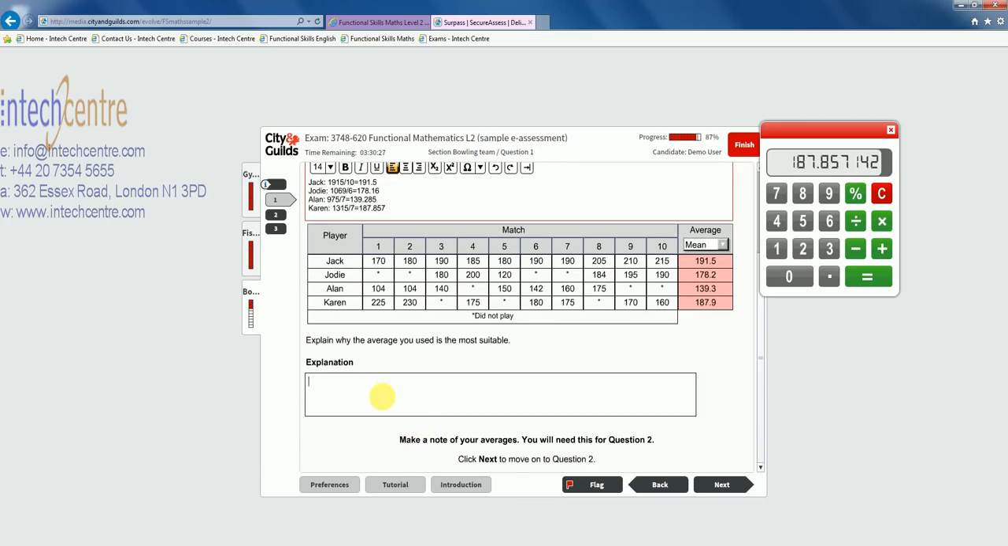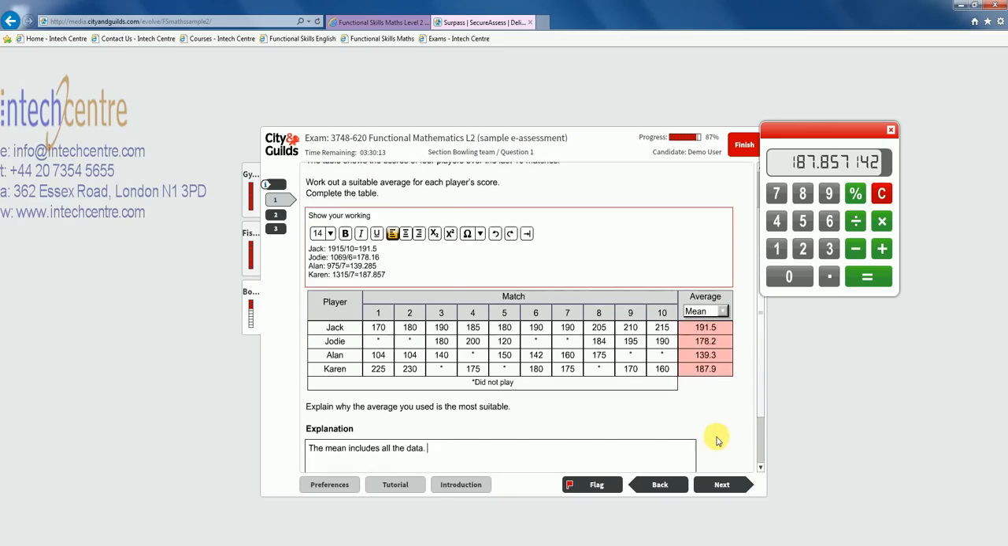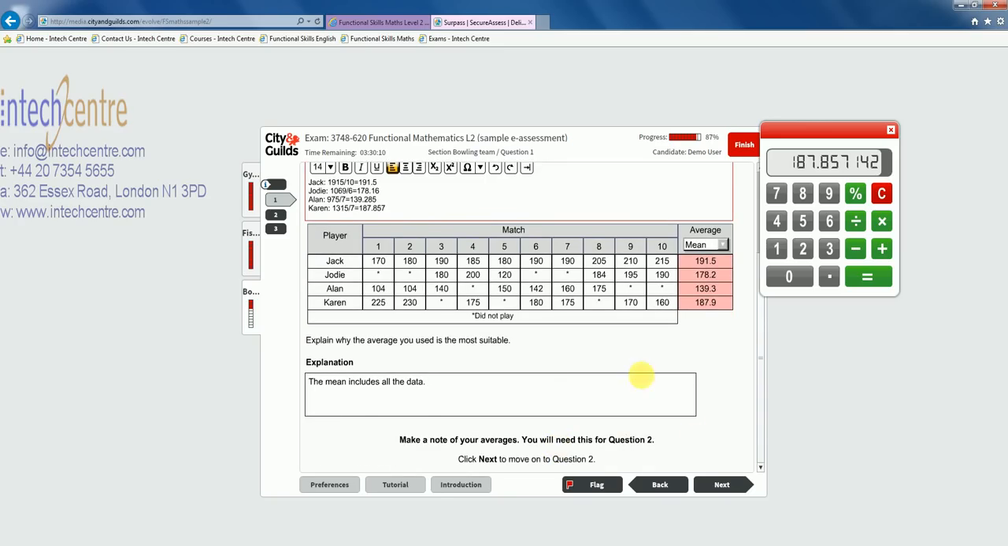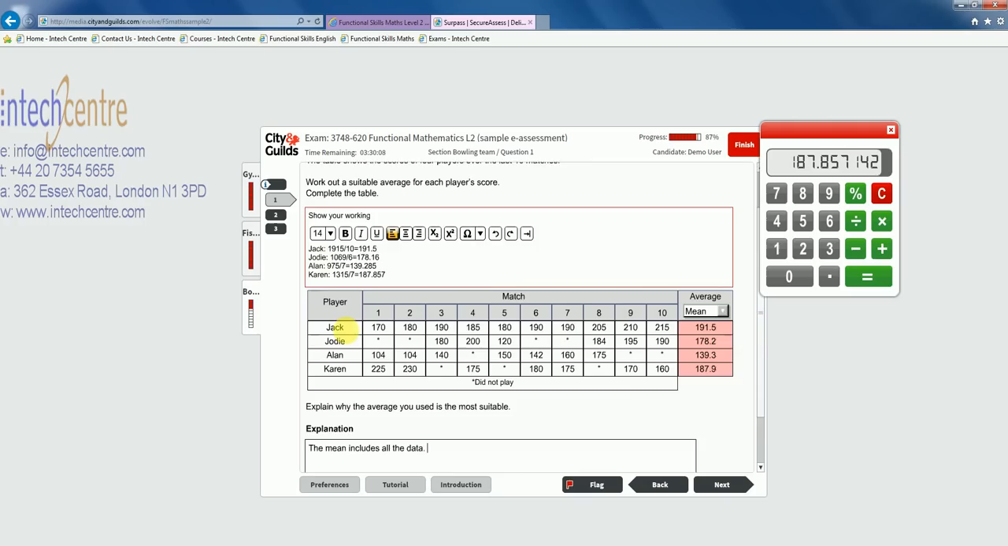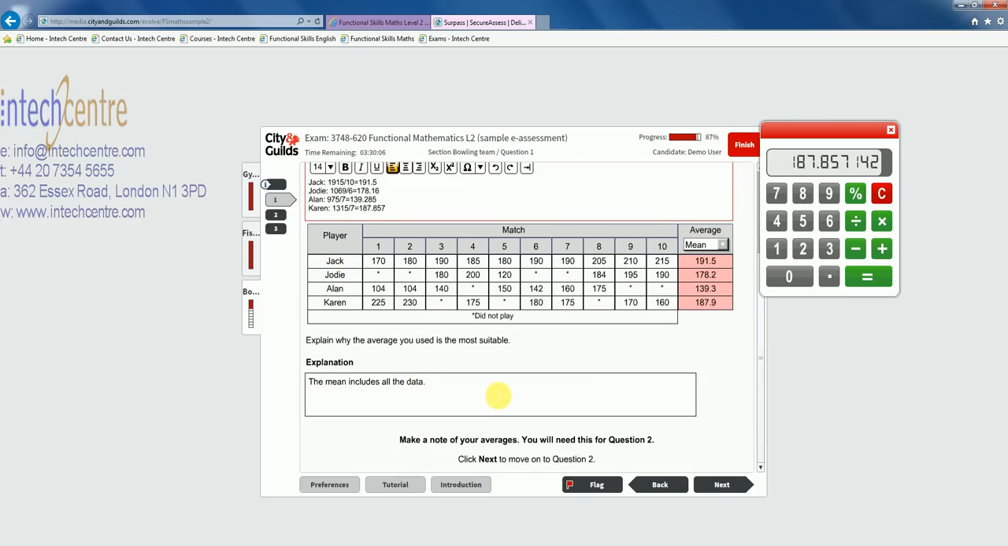So the mean includes all the data. That's enough. It doesn't need to be something too long or complicated. Please do not explain how to work out the mean, because that's what it's shown in the previous question. It's about why the average use is the most suitable.